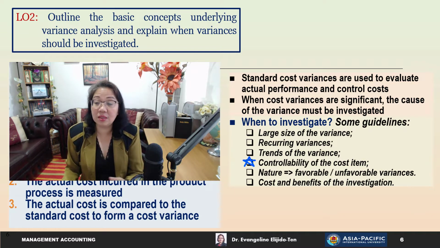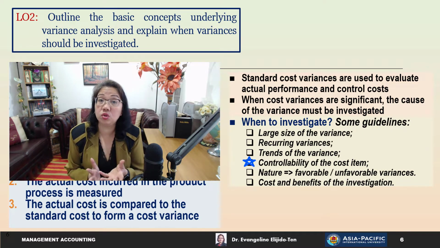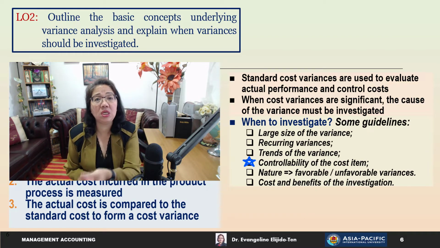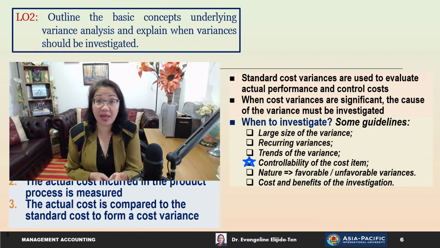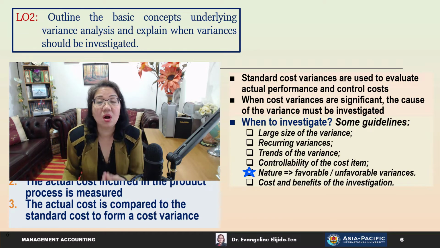We also look at the controllability of the cost item. If these costs are actually controllable and you can see a large size of the variance, then you should talk to the people concerned. The production manager perhaps needs to be asked what is going on and asked to investigate further. We should also look at the nature of the variance.